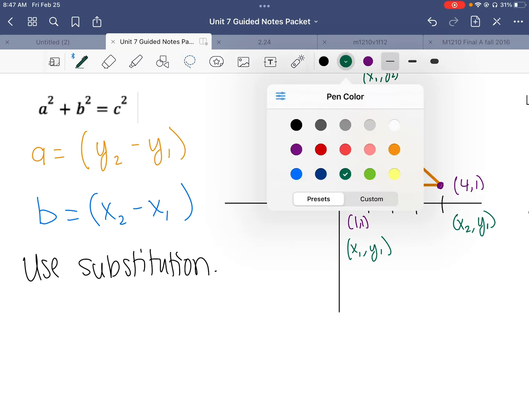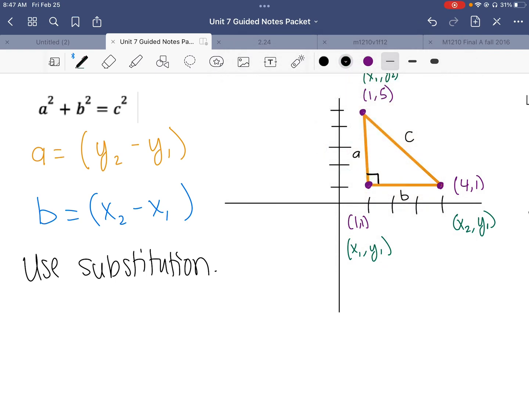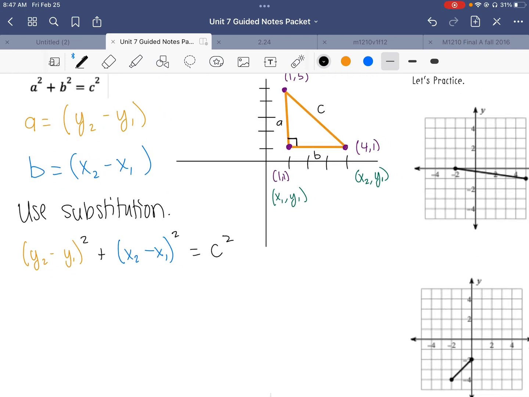So when we have A squared, instead of A, I'm going to write y2 minus y1, but that is still squared, plus, and instead of B, I'm going to write x2 minus x1, and that's still squared, and it still equals c squared, which is what we're actually trying to get, right, is c. Now, to get c alone, this is in a pretty good place. All we have to do is square root it to get rid of that square.